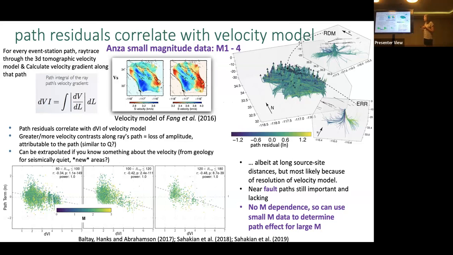And there's also, we found no magnitude dependence in this. So this is looking at small magnitude data, but we found no magnitude dependence. So we think these kind of relations could be extrapolated up to much larger magnitude. So again, harnessing the small magnitude data here.